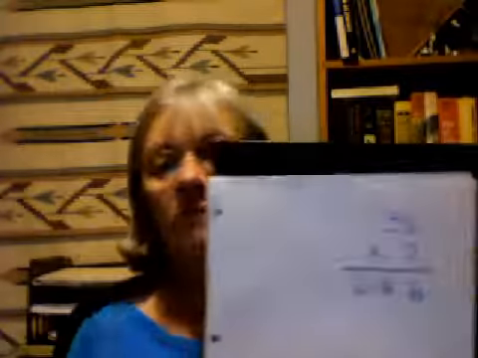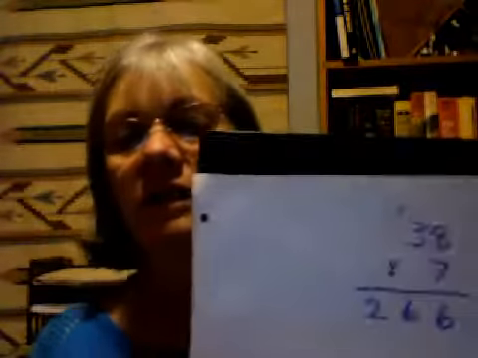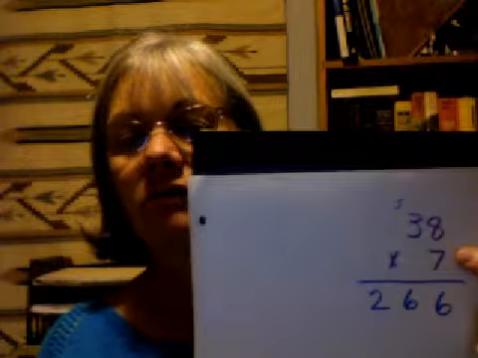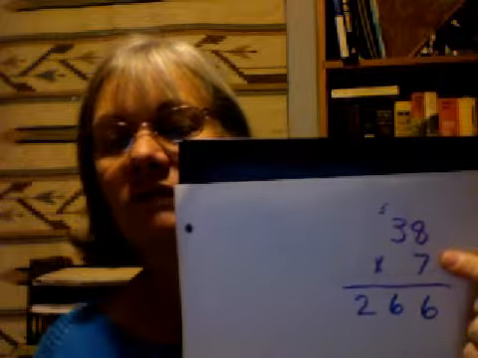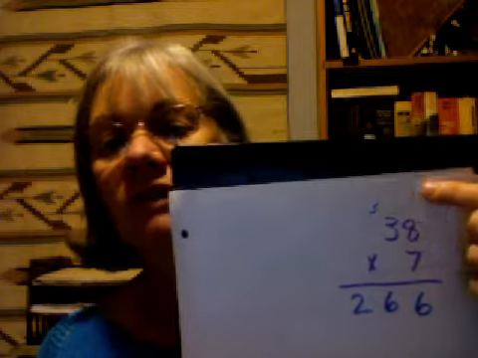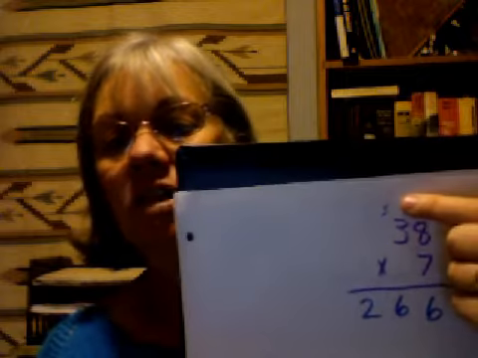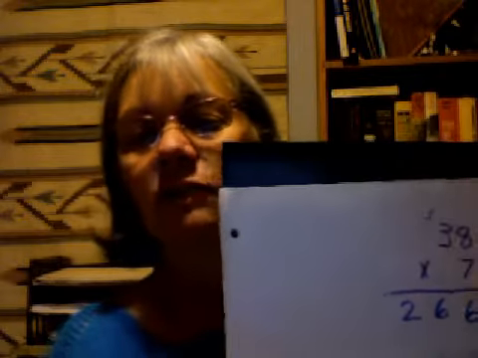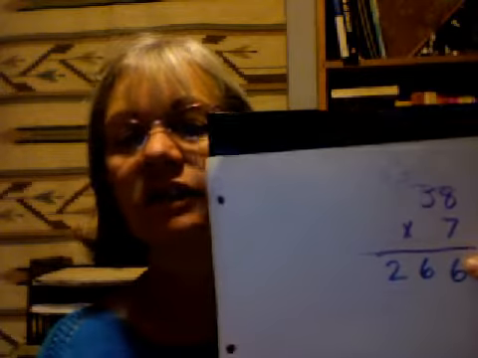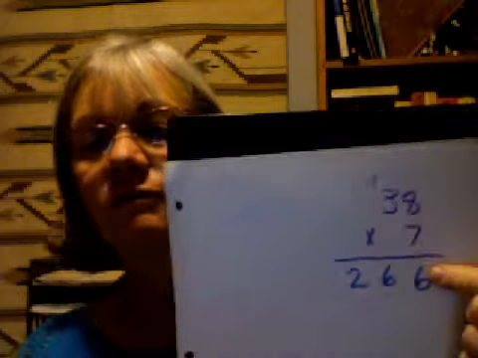With 38 times 7, we start by multiplying the ones. 7 multiplied by 8, or 7 groups of 8, are 56. We regroup the tens, so the 50 is shown above the tens column, and the 6 ones are shown in the final answer over here in the ones column.